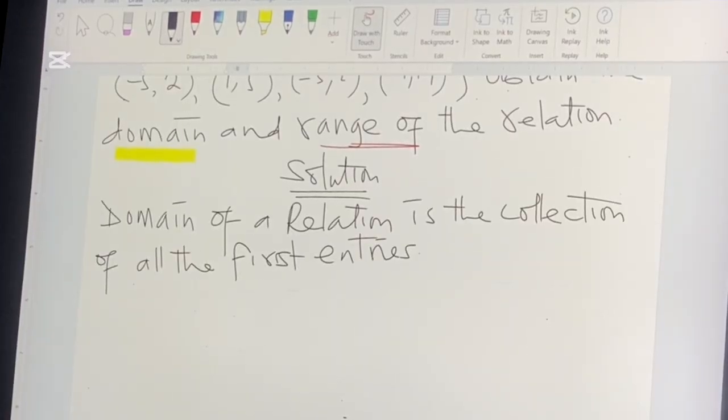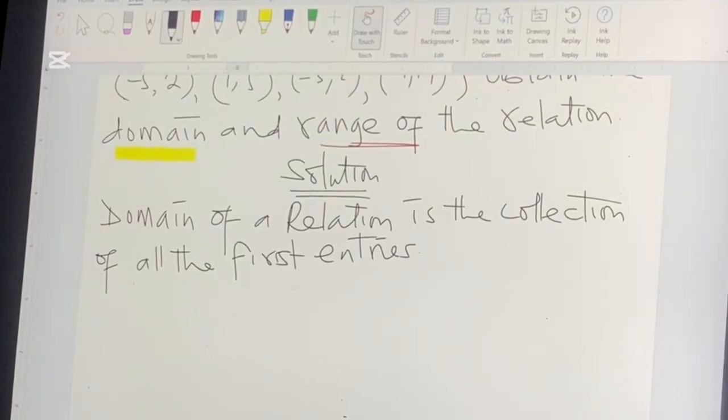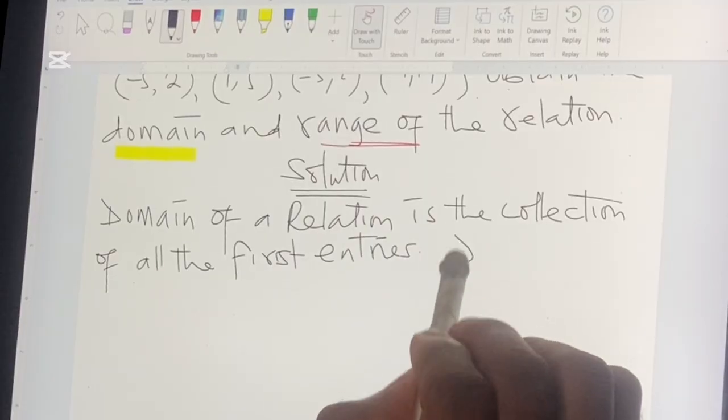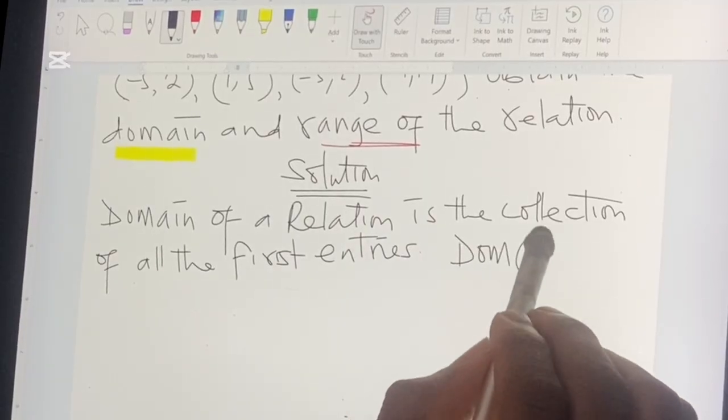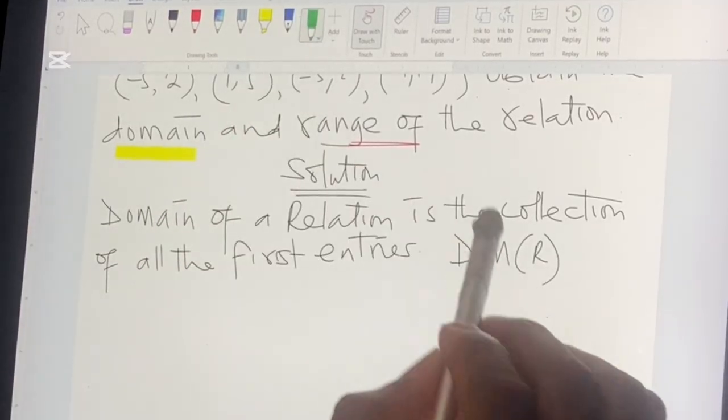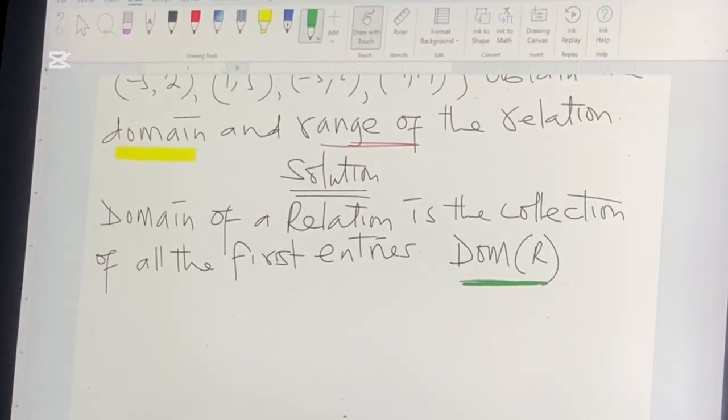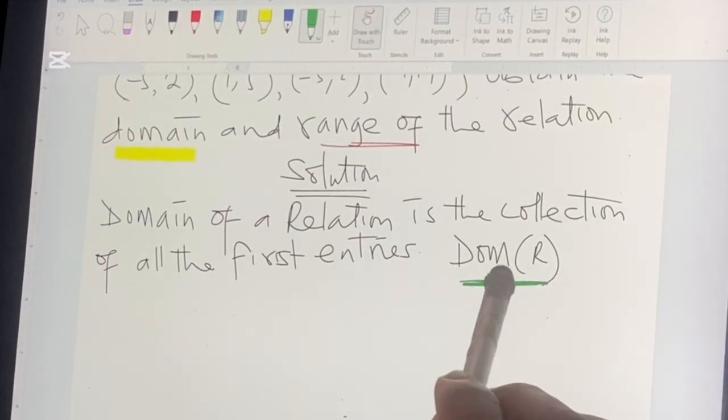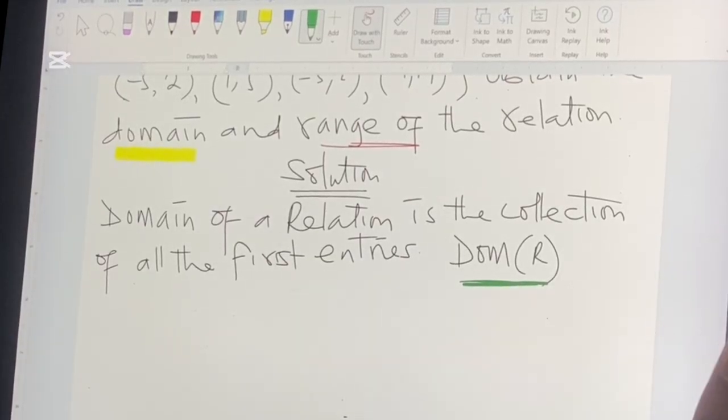Most times, we might not be asked to find the domain of a relation expressed that way. We have other ways of expressing it. Whenever you are asked to find the dom R, this expression simply means the domain of a relation. Please take note. Now let's take the next note here.